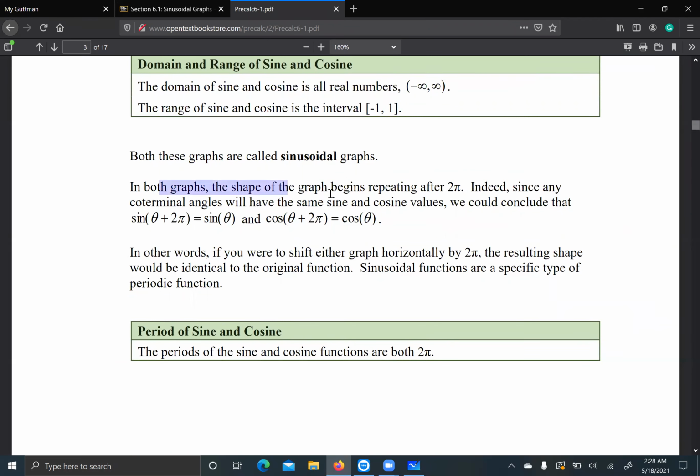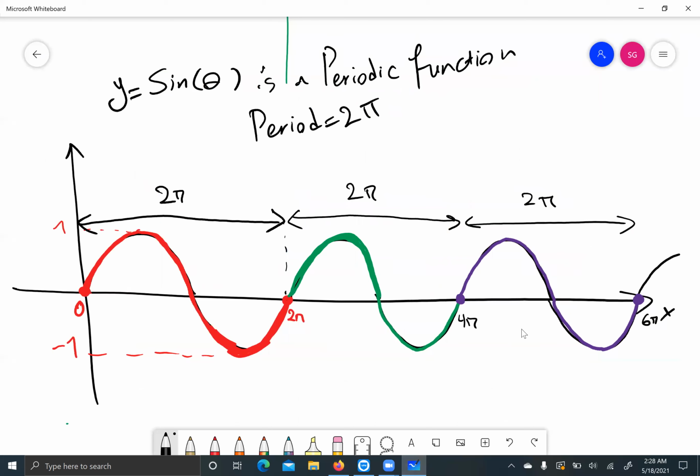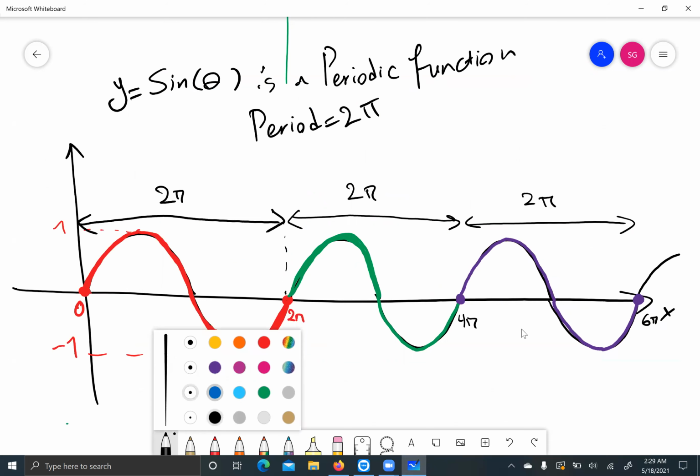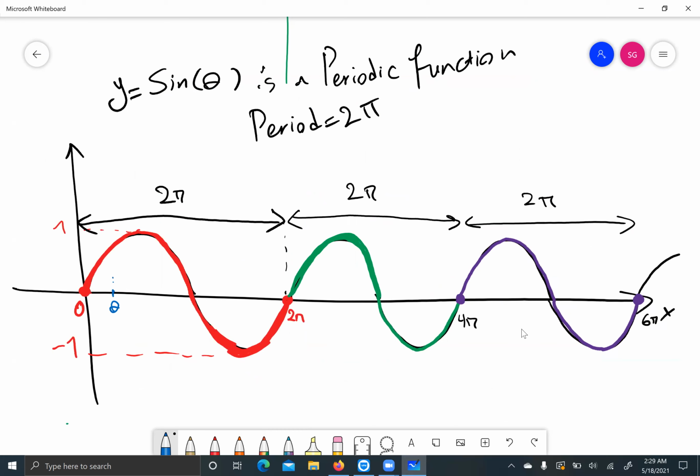So in both of them, the shape of the graph begins repeating after 2 pi. And so you get the same output value for the angles after 2 pi. So for example, suppose this is your angle, you get the same output after 2 pi. Maybe I show it to you here. Suppose you have an angle, for example, theta is an angle here. After 2 pi, this is theta plus 2 pi.